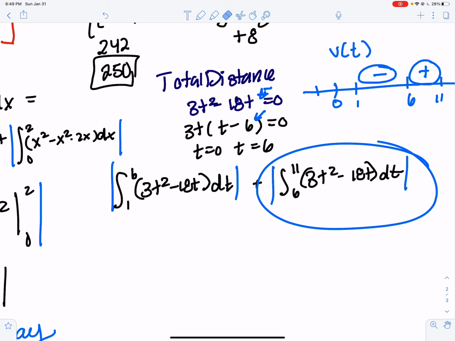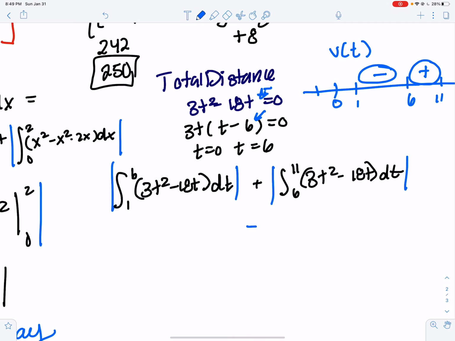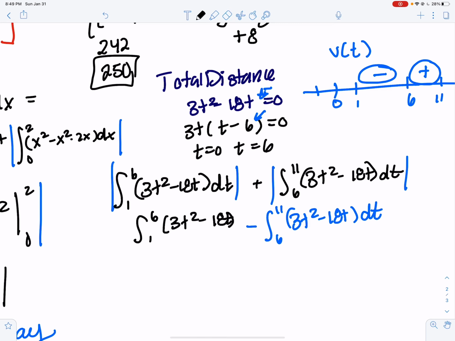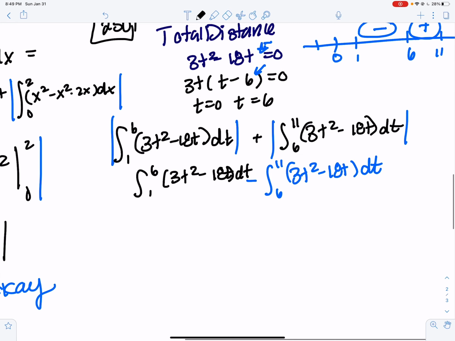So how would you do that? You would do that by subtracting something that's negative. Okay, that's another way of doing these types of problems. Some people like this, some people don't. Doesn't matter. So we take the integral, we get t cubed minus 9t squared, and we're going from 1 to 6. And then we're going to subtract that negative area, which I test.